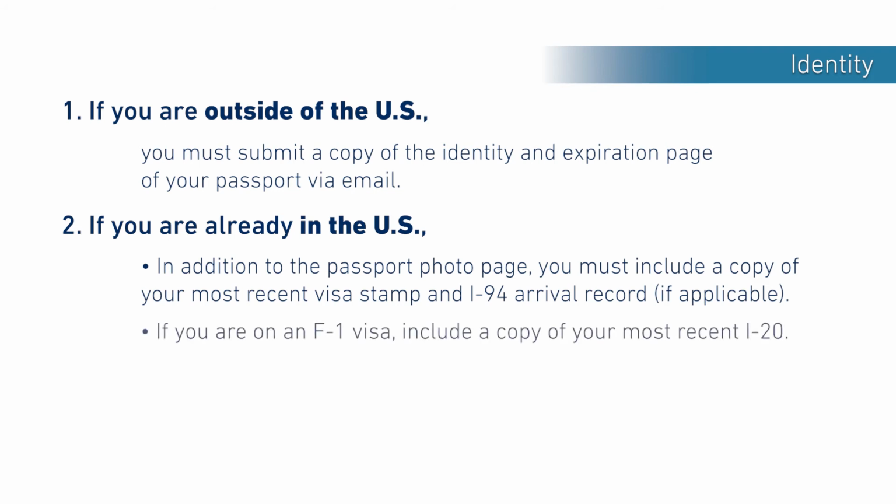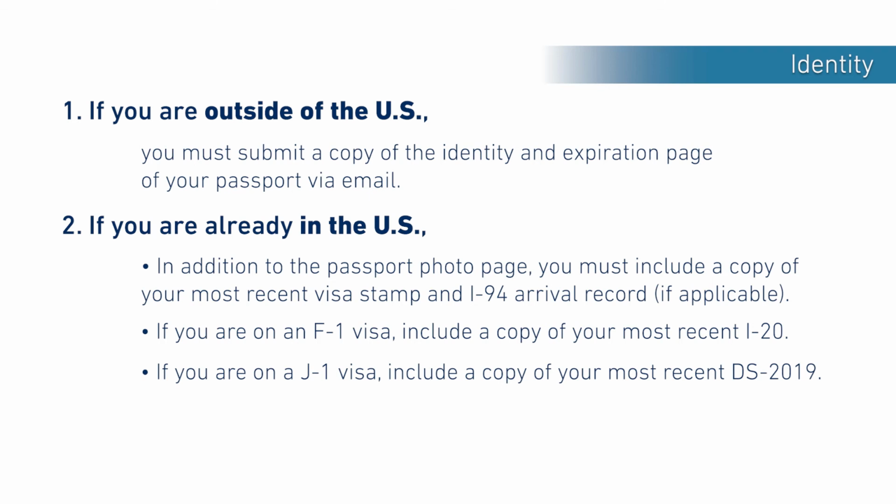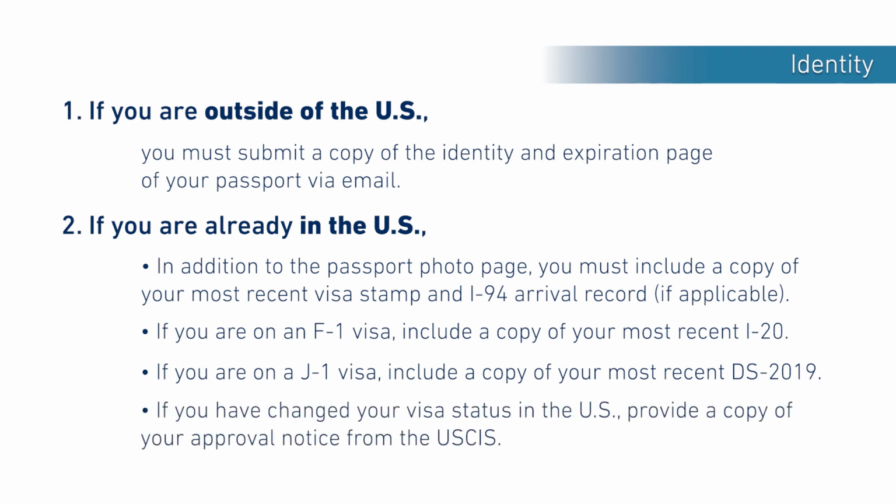If you are on an F1 visa, include a copy of your most recent I-20. If you are on a J1 visa, include a copy of your most recent DS 2019. If you have changed your visa status in the US, provide a copy of your approval notice from the USCIS.